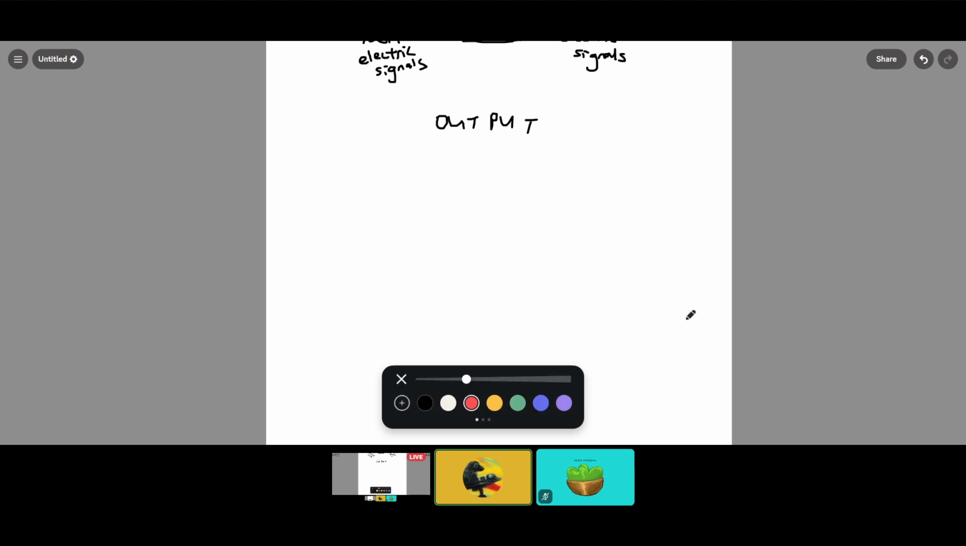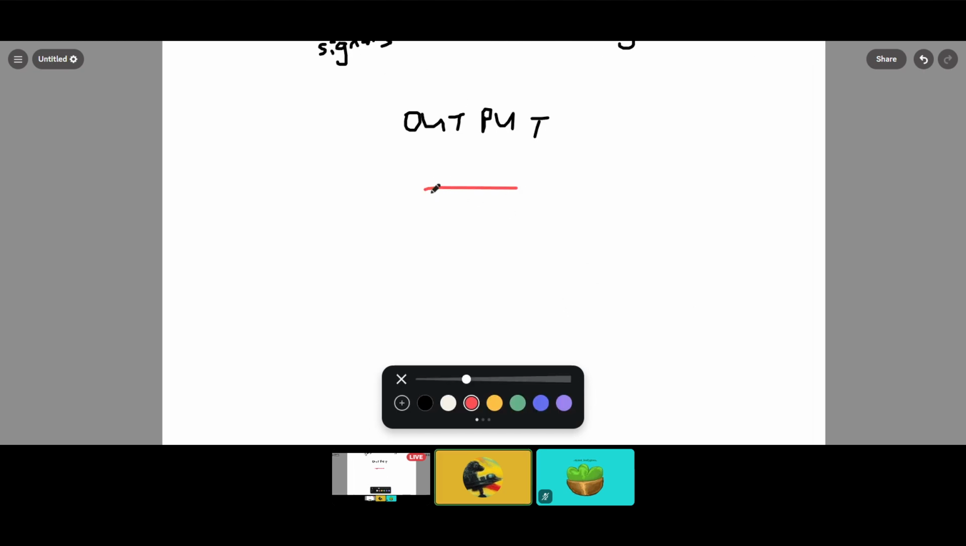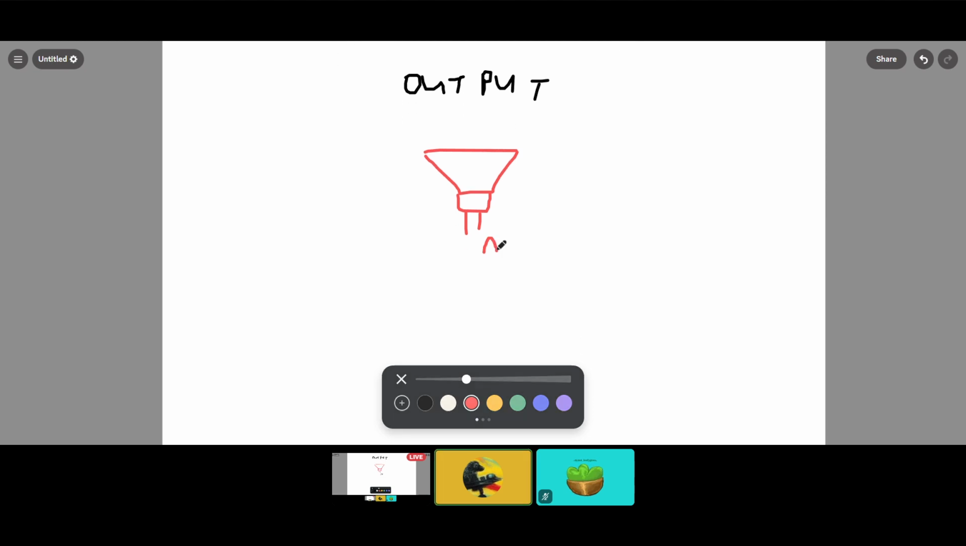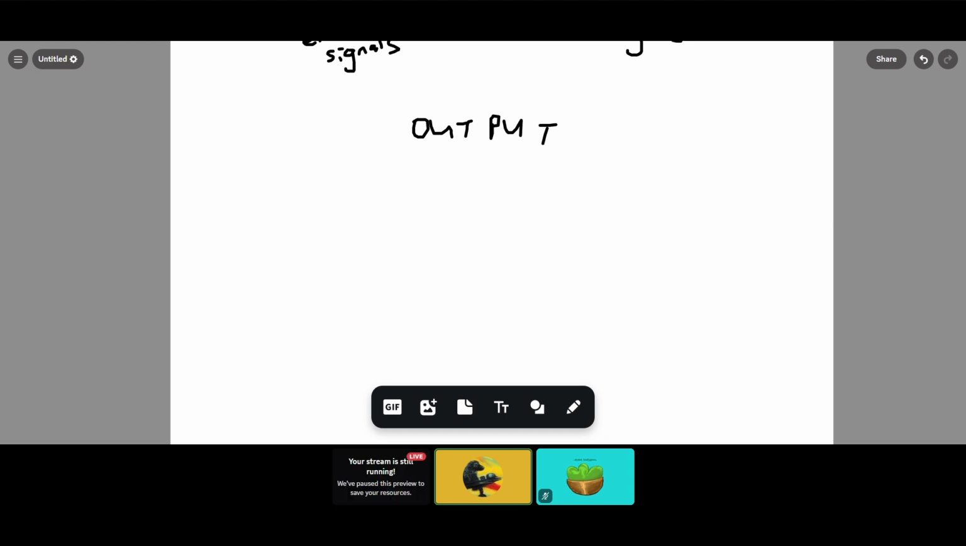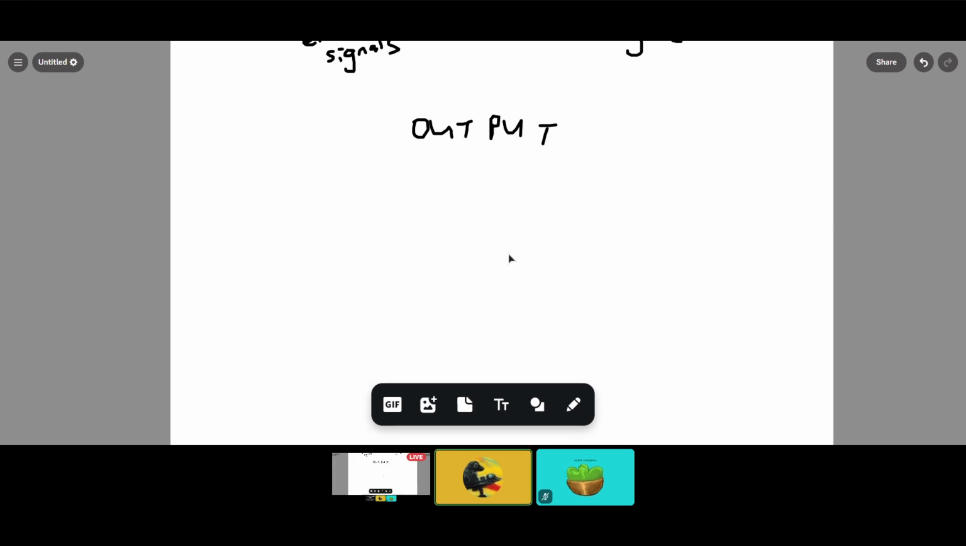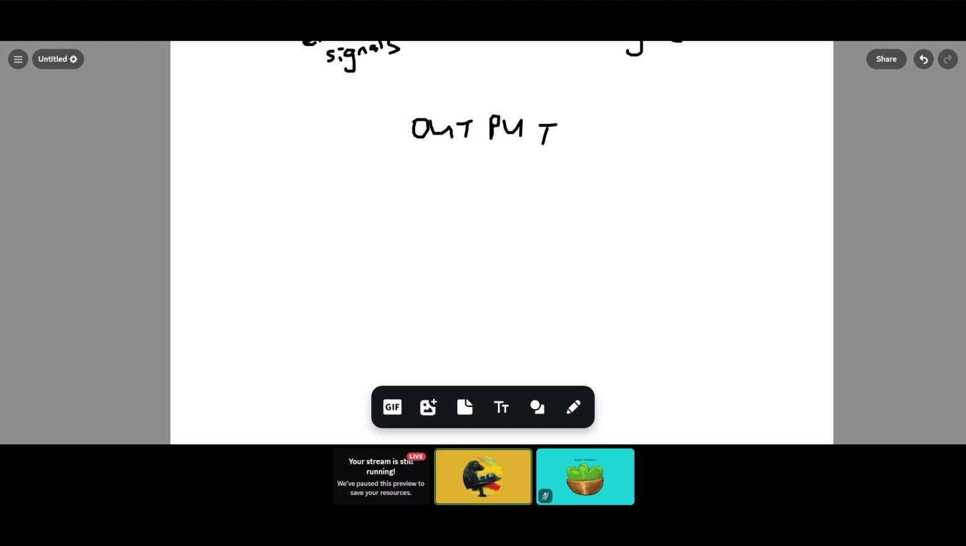Next is the loudspeaker. The loudspeaker is just a big buzzer. But I do believe the loudspeaker takes in AC signals. I think so. So yeah, I'm not going to go into too much depth on this because we don't even touch this at all. So yeah, that is the loudspeaker, and I think that is it.